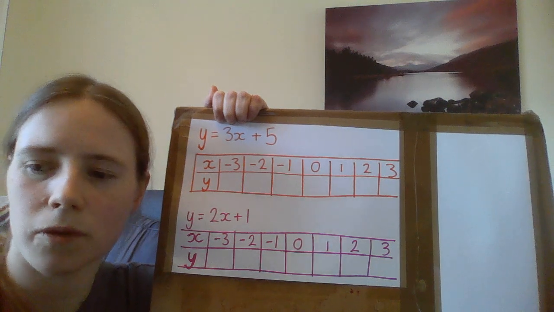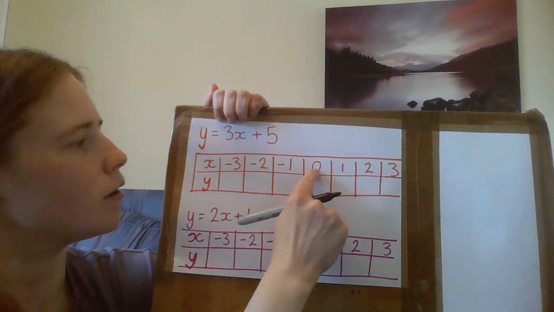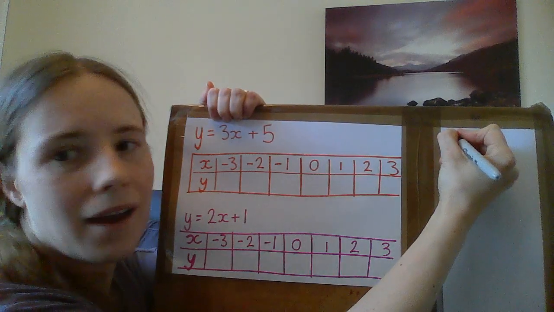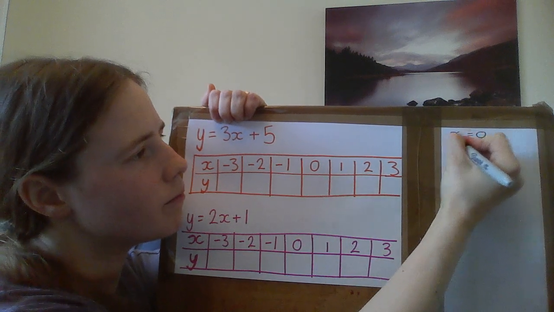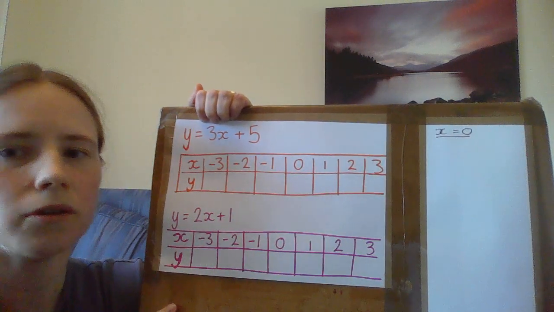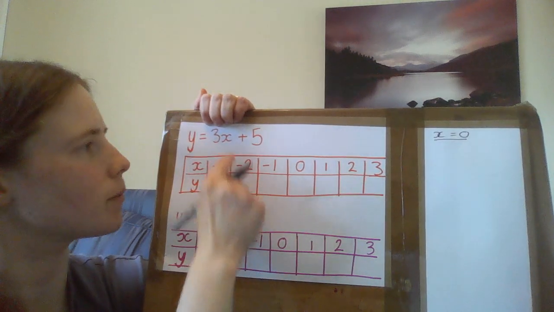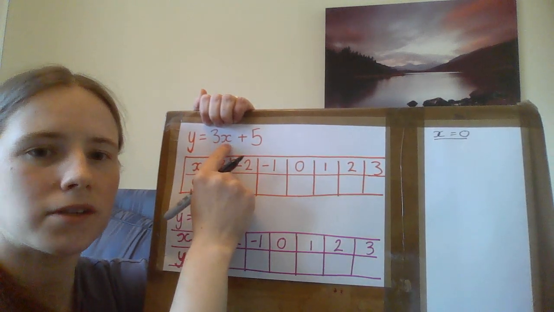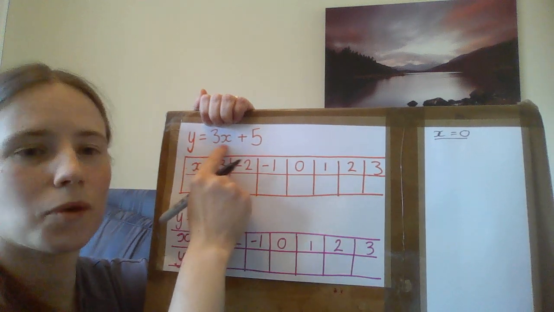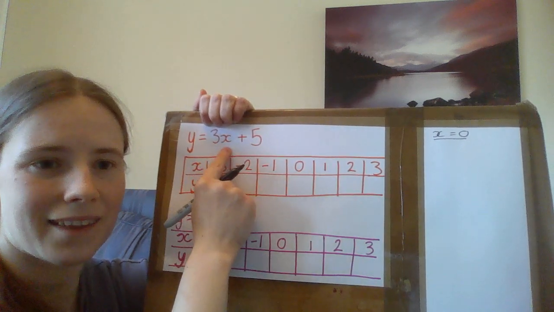So first of all, I'm going to put 0 in for my x value. So x is going to be 0. What I'm going to do is replace x with 0. I'm going to take that x out and put a 0 instead. You will not end up with 30. We're not replacing it in that sense.